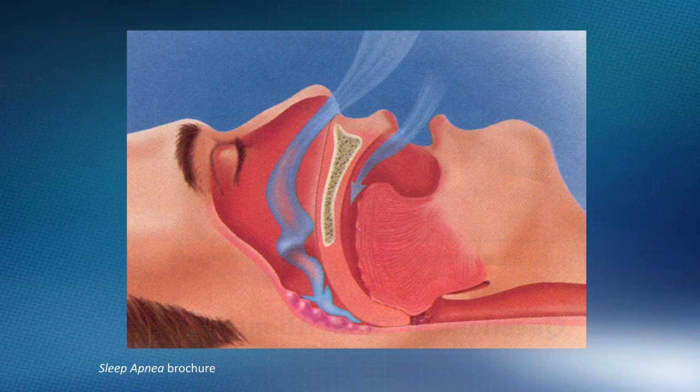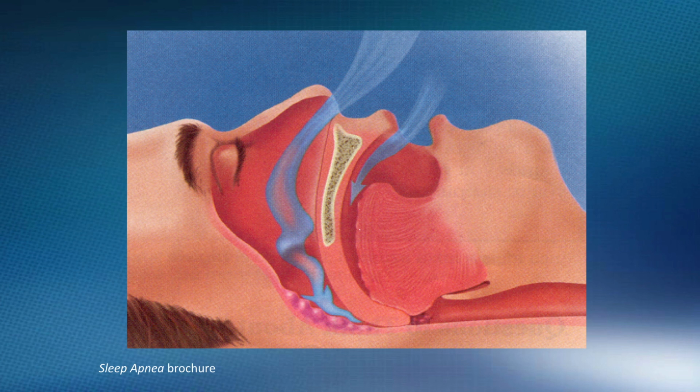CPAP is continuous positive airway pressure. BiPAP is bi-level positive airway pressure. We'll talk a little bit. When you look at the airway, this is where snoring and sleep apnea comes from. Snoring is a sound that air makes when it's hitting turbulence, when it's going past a partial obstruction. However, the air continues going through and you're breathing.